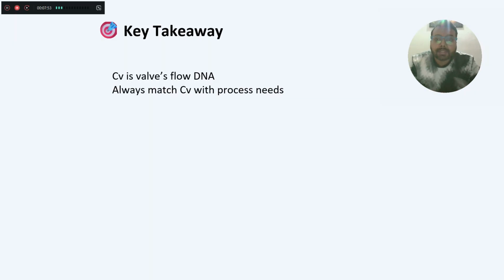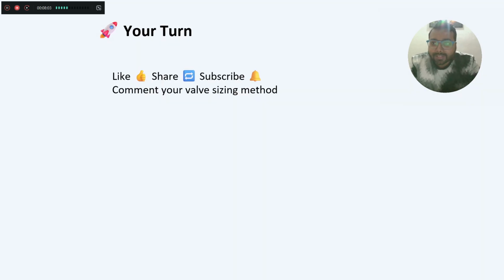Now, the key takeaway is this: CV is the valve's DNA and the heart of the DNA. If anything is wrong with the CV, then you will definitely have a challenge in controlling the control valve. So now it's your turn. I hope I have explained everything very clearly. Now you can understand this process is very important. Understanding of the CV is very important for choosing the right control valve.